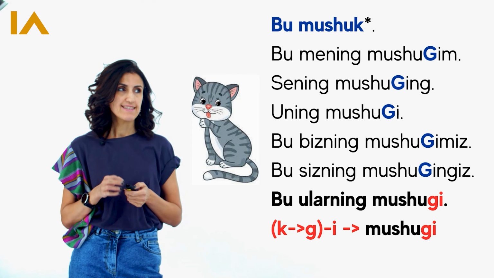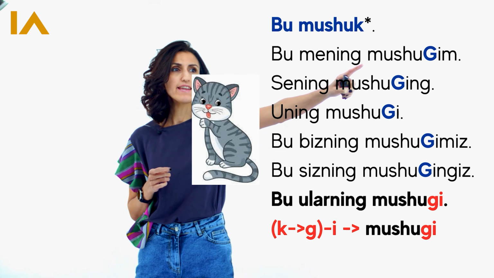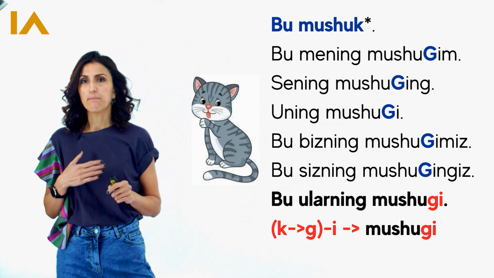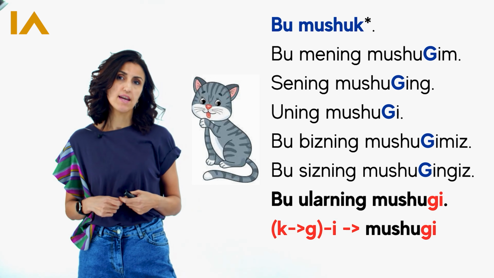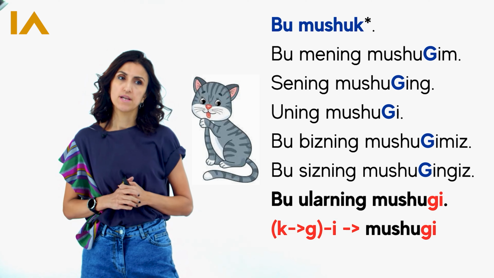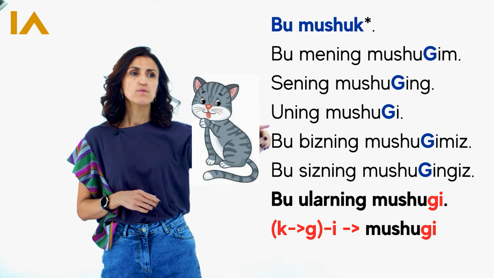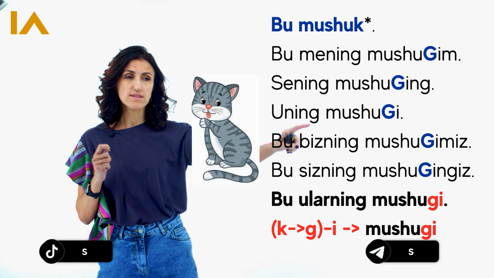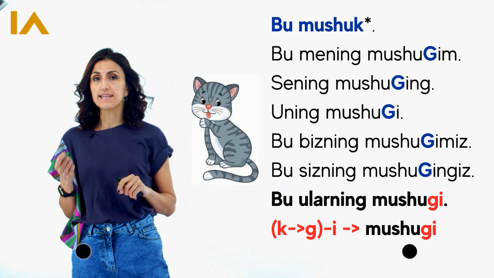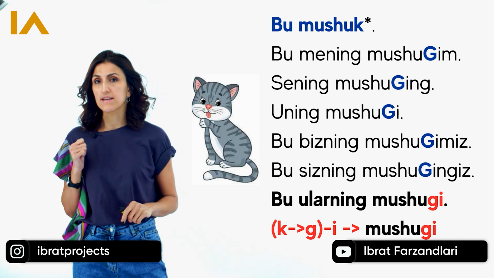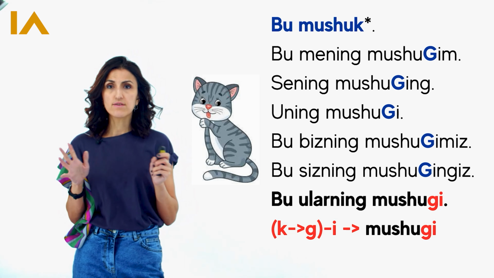When we have a k sound at the end of the noun, k becomes g, like here. When you say my cat, meaning mushuk, you can't say mening mushukim. You should say mening mushugim. Sening mushuging, uning mushugi, bizning mushugimiz, sizning mushugingiz, ularning mushugi. K becomes g sound. It applies to all nouns.